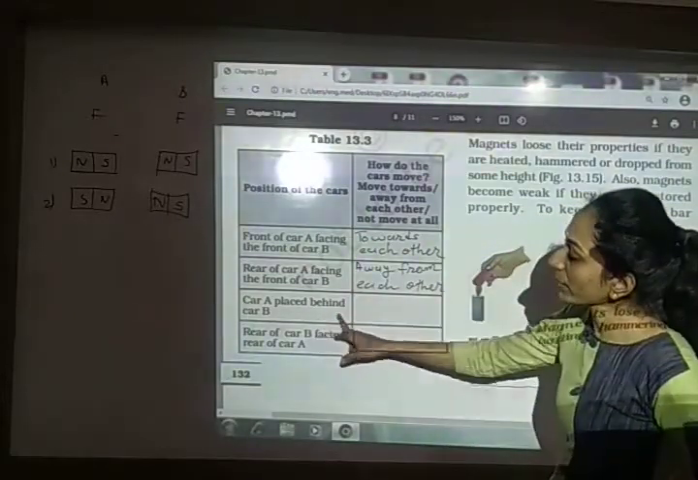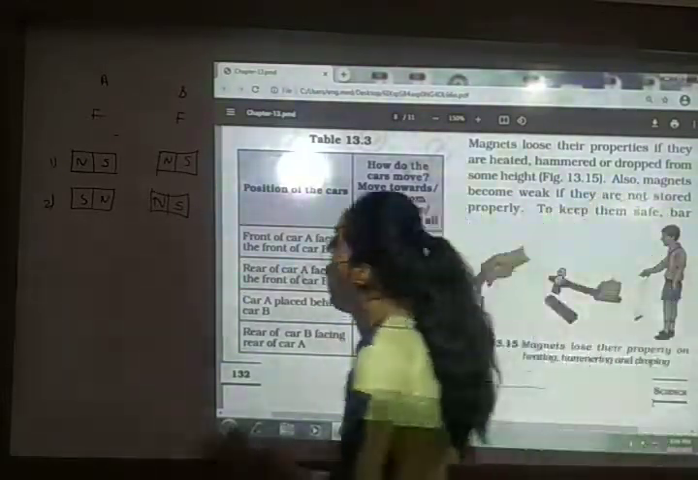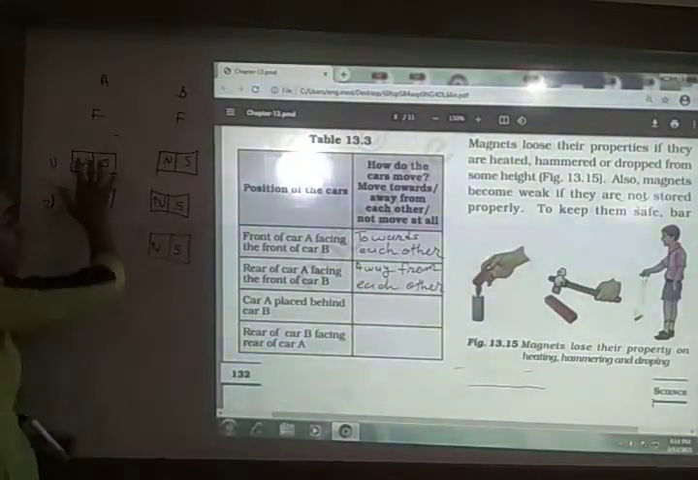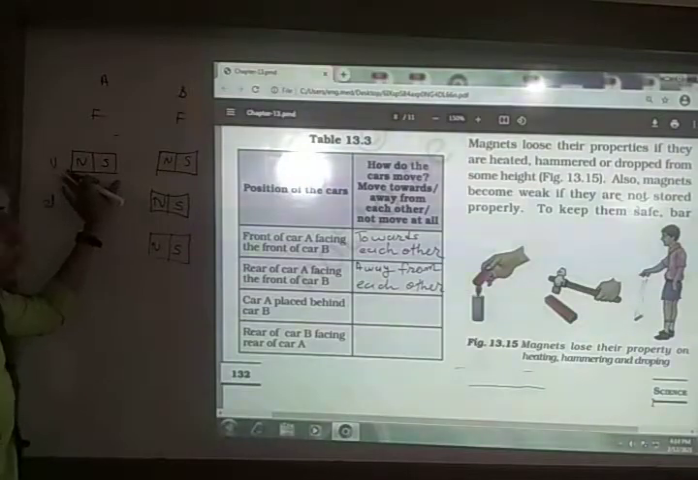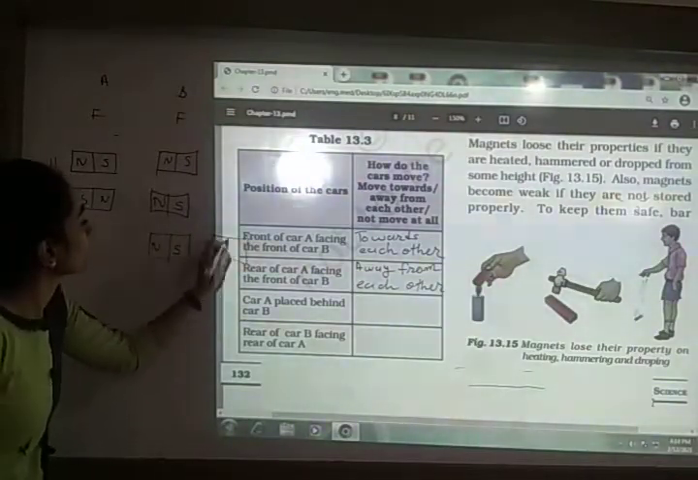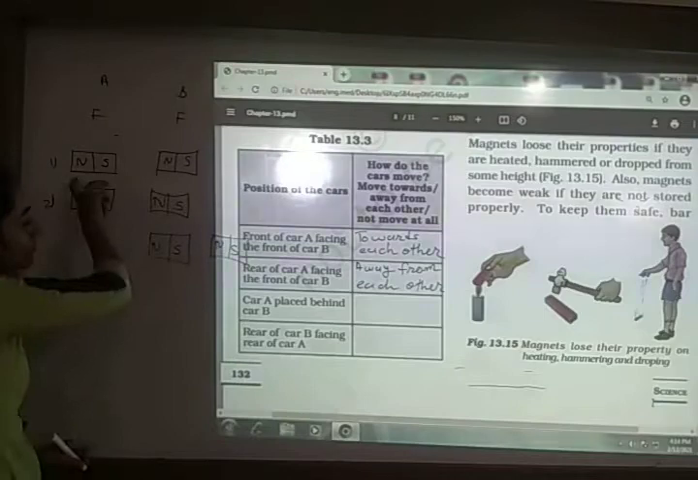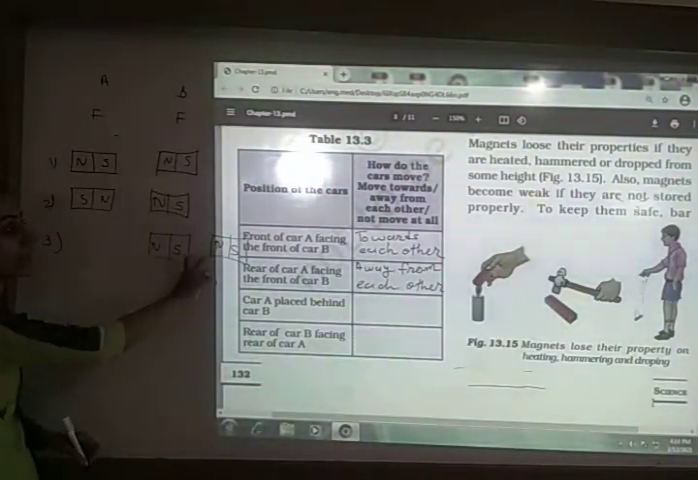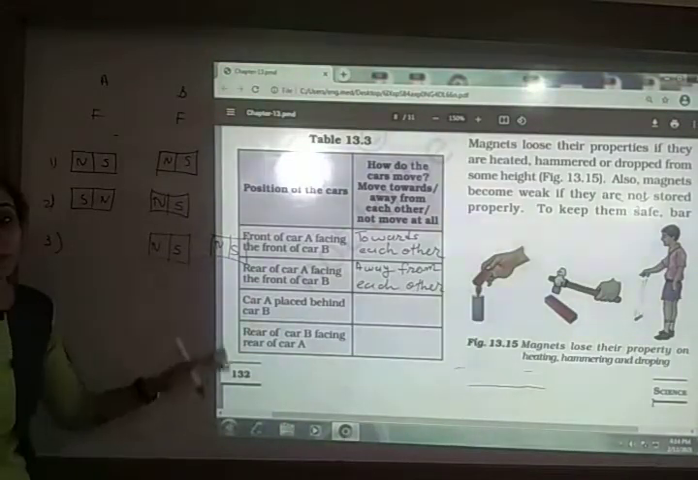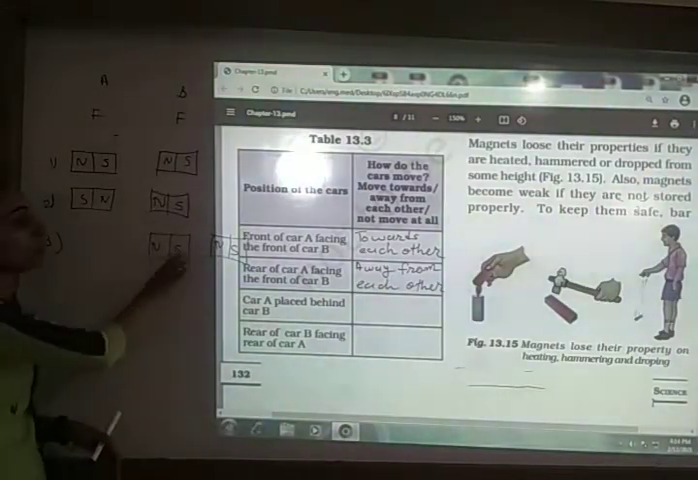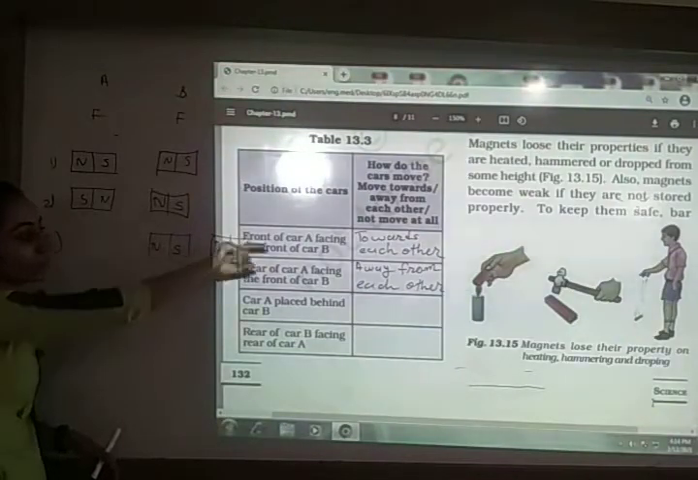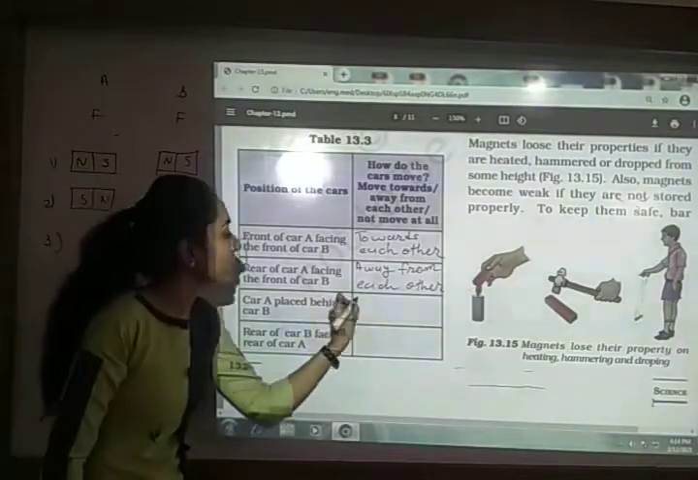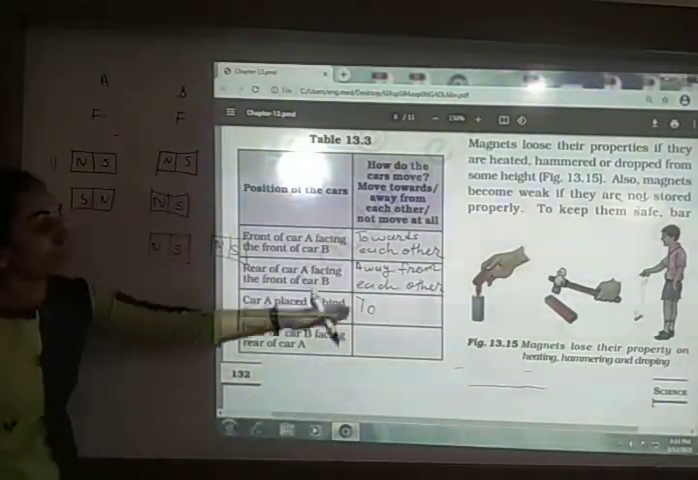Next is car A placed behind car B. That means car B is like this, north and south, and car A should be placed behind this one. That means the initial position was this one. So as it is, you have to place it like this, north south, north south. This one is the third situation. Here you can see that south and north are facing, so they will move towards each other. Car B will move in this direction and car A will move in this direction. So they will move towards each other. So here you have to write towards each other.